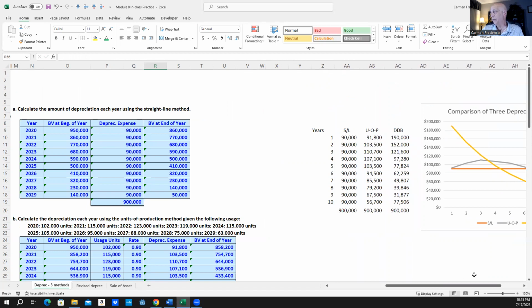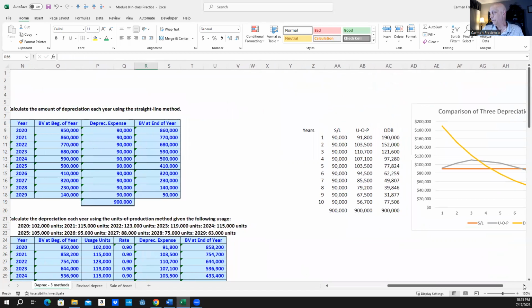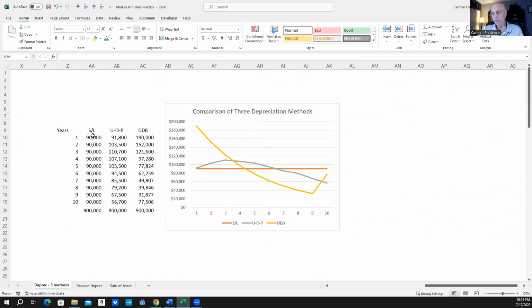See, under these three methods, you see that we have the same depreciation over the life of the asset, $900,000. If you compare the three methods, the straight line is exactly what it is. In the orange here, the straight line is exactly a straight line. It's $90,000 every year.